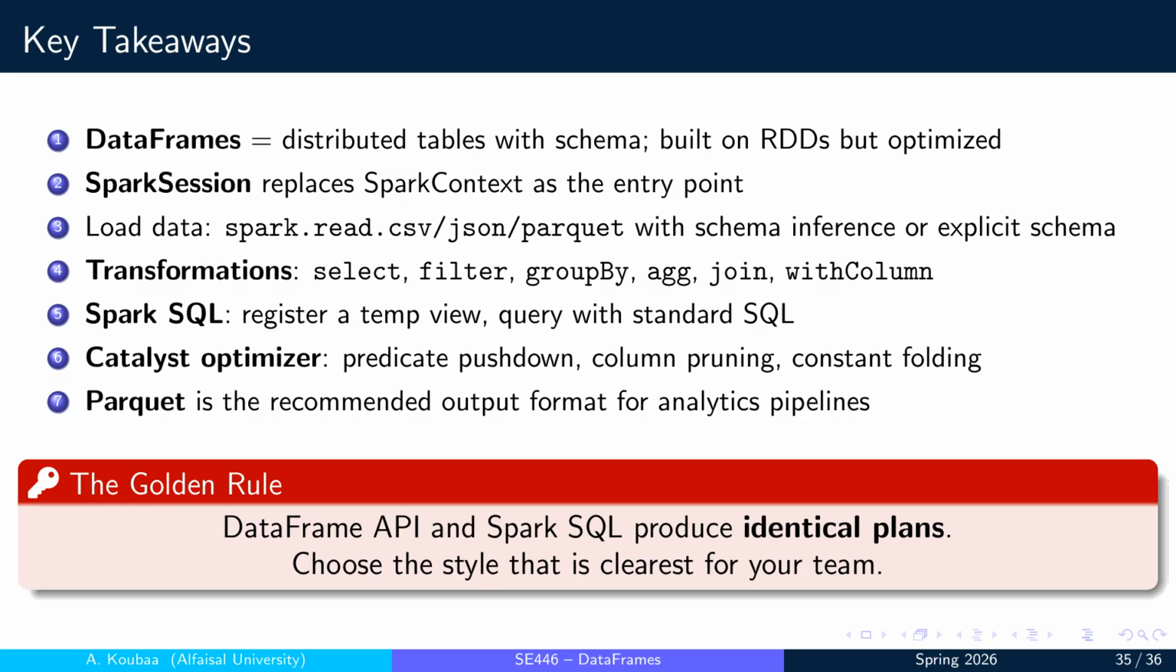Alternatively, we can use Spark SQL by registering a temporary view. It is crucial to understand that both the data frame API and Spark SQL produce identical, highly optimized execution plans thanks to the Catalyst Optimizer. As a consequence, your choice between them should be based on readability, not performance. Finally, for your pipelines, always consider Parquet as your preferred storage format.